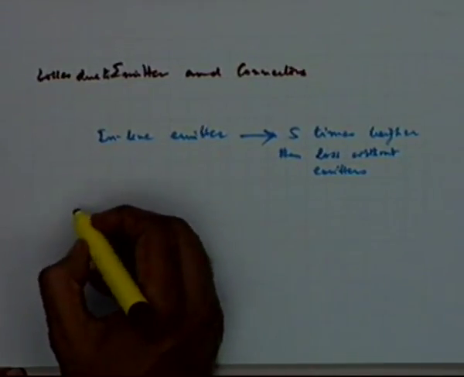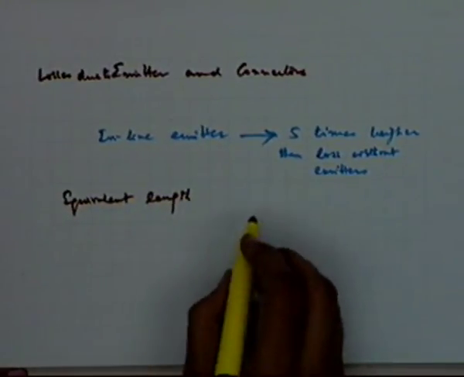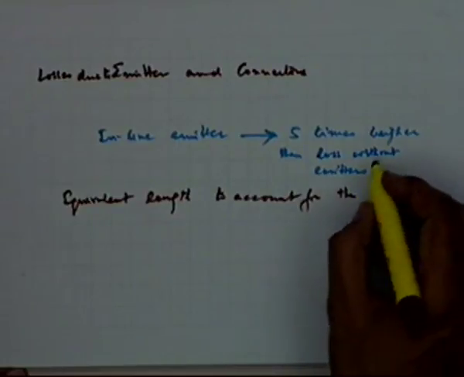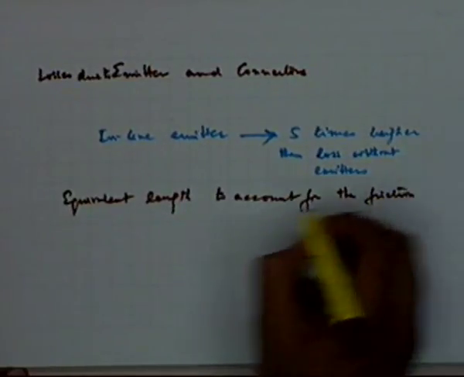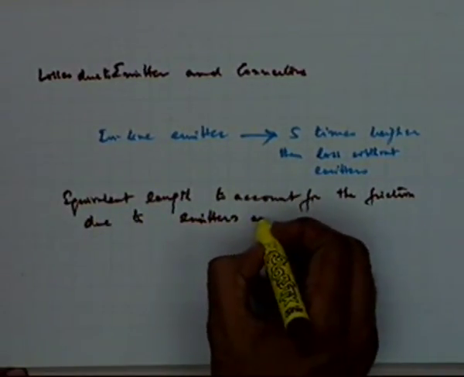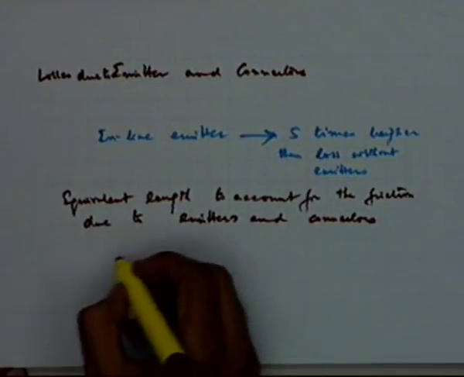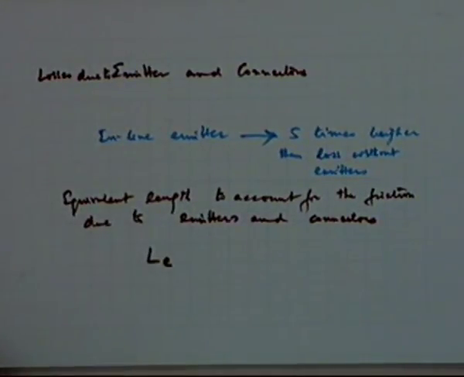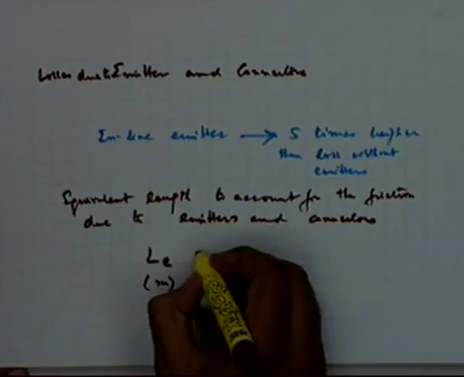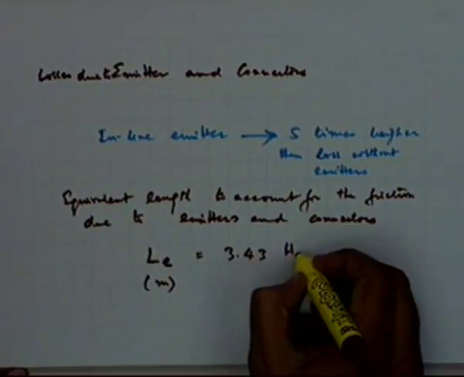The equivalent length to account for the friction due to emitters and connectors is called LE, expressed in meters, and the expression is used to find out this equivalent length.